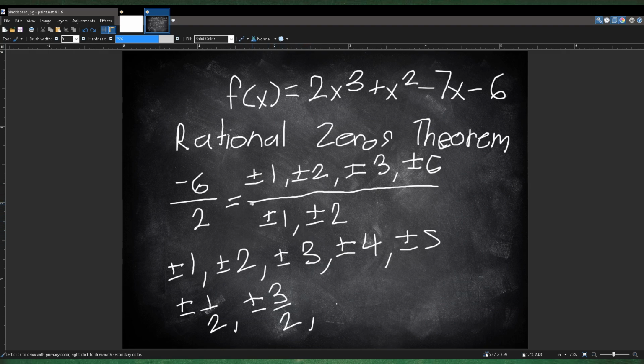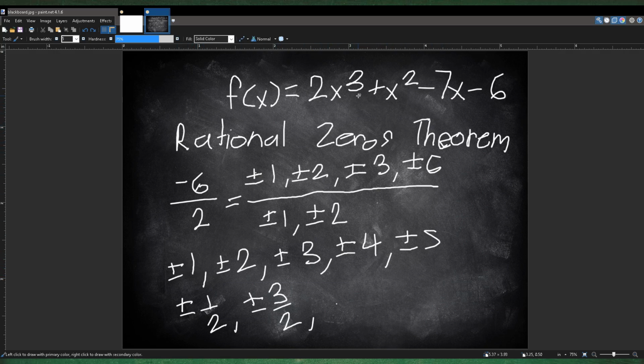So what I usually do is leave the fractions to the end, and I usually start with the lowest numbers, starting with the positive. So it'll be positive 1, negative 1, positive 2, negative 2, positive 3, negative 3. That's what I usually do. So I'll start with 1. That's 2, that's 3, that's 7, that's negative 7, negative 6. So that's obviously not going to be 0, so that's not going to work.